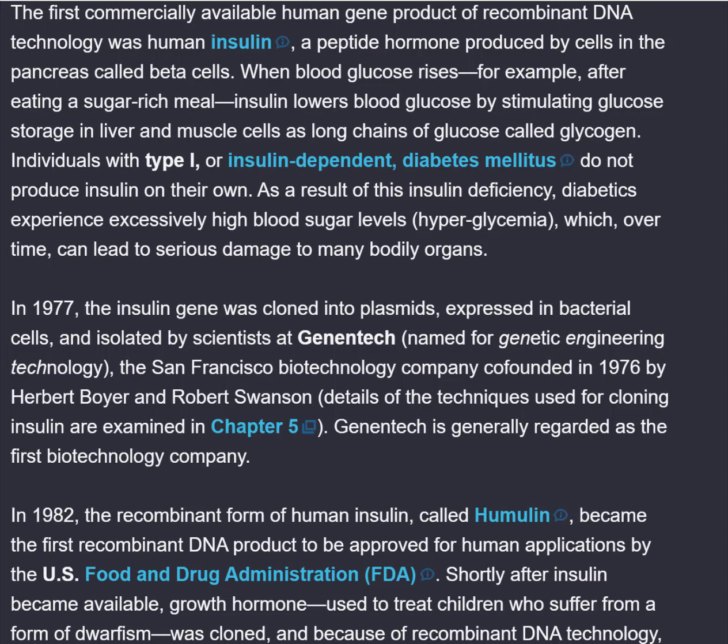Individuals with type I, or insulin-dependent, diabetes mellitus do not produce insulin on their own. As a result of this insulin deficiency, diabetics experience excessively high blood sugar levels, hyperglycemia, which, over time, can lead to serious damage to many bodily organs.